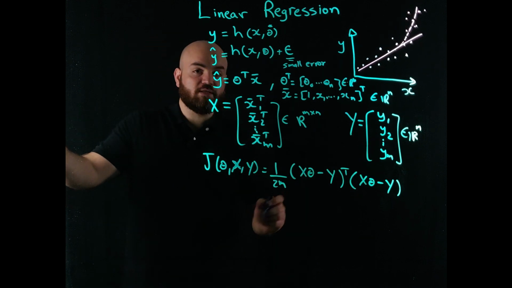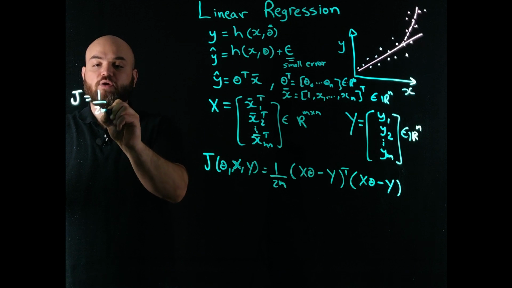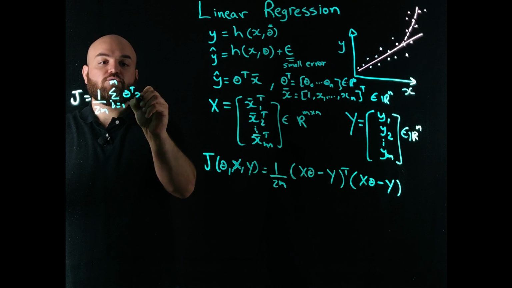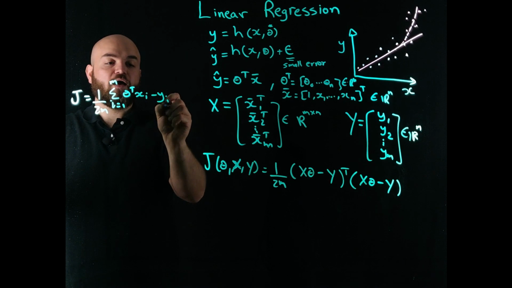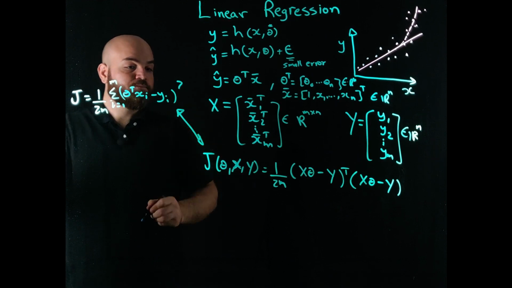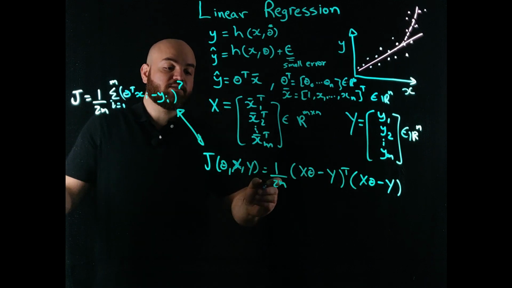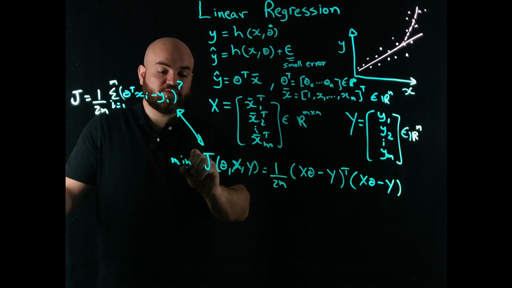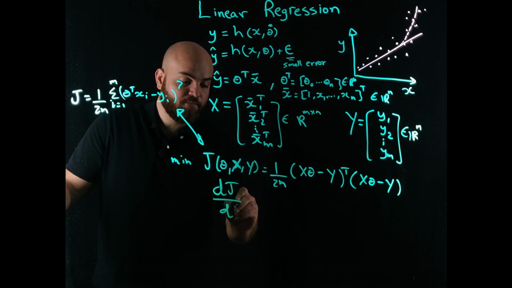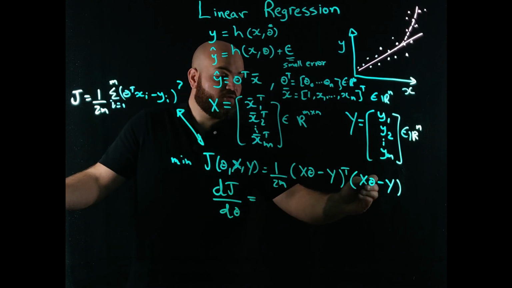This is essentially equivalent to the cost that we defined earlier, which was J is equal to 1 over 2m, summation of i equals 1 to m, theta transpose xi minus yi squared. These two are equivalent, because this sum is taken care of by all these matrices. So when I look at this and I want to minimize this function, what do I do? I take the derivative of this function with respect to theta. That's my parameter that I want to change. And what's the derivative of this right here?